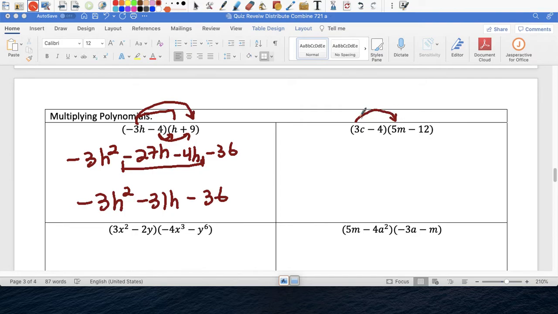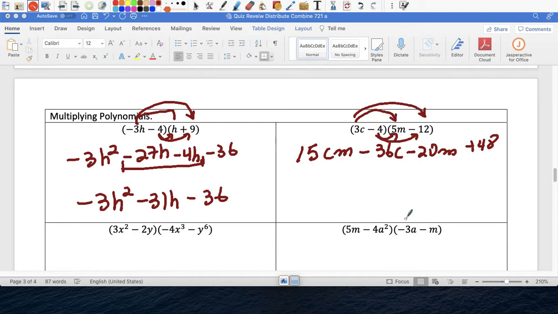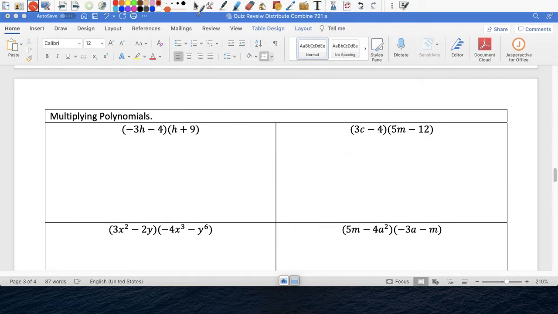Same thing. Distributive property twice. 3c and 5m is 15cm. 3c times negative 12, first of all, is negative, and then 36c. Second one, negative 4 and 5m is negative 20m. And negative 4 and negative 12 is positive 48. Can I combine anything here? Nope. Which is good, because you have less to do.